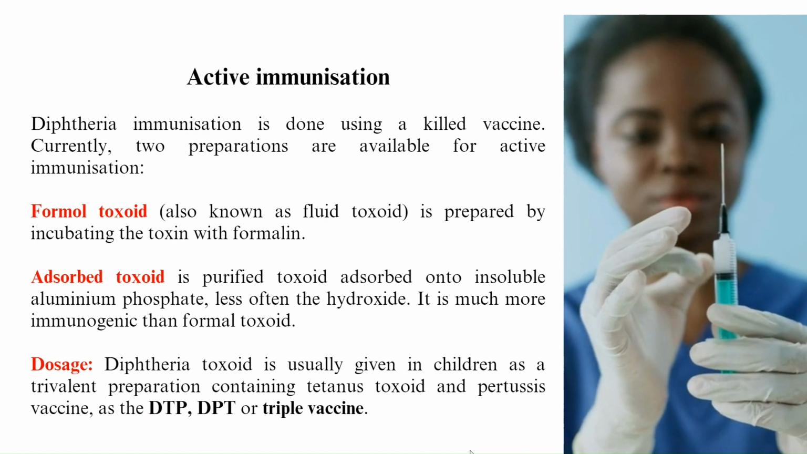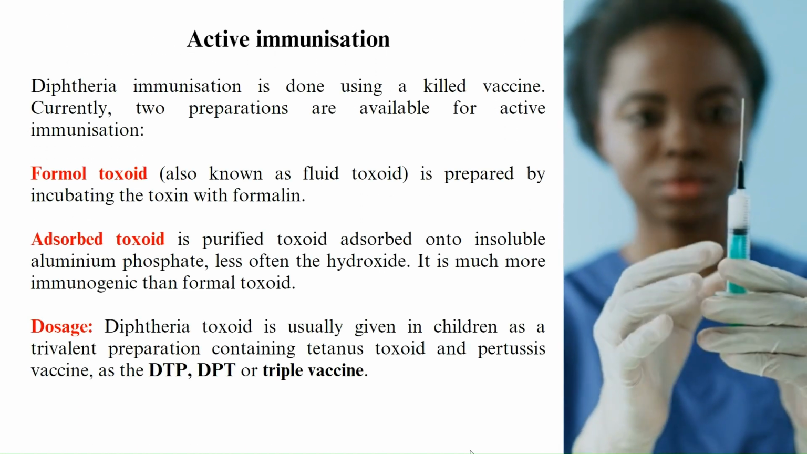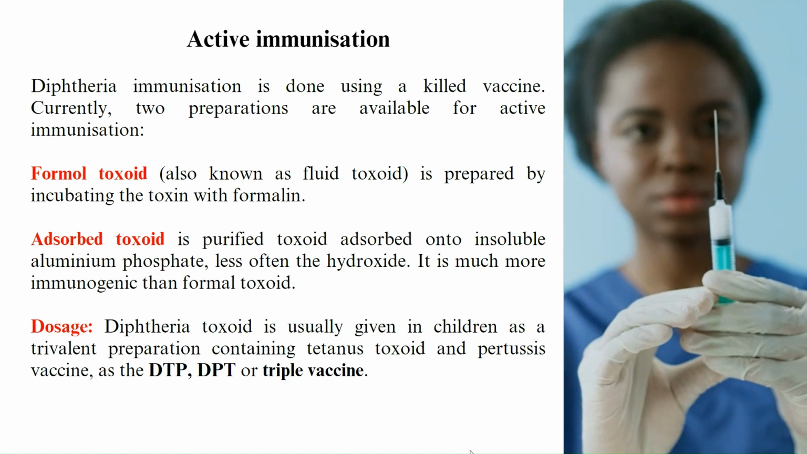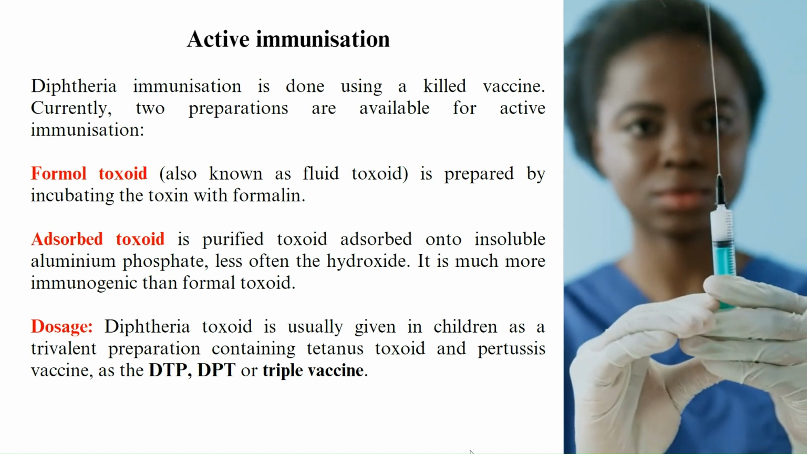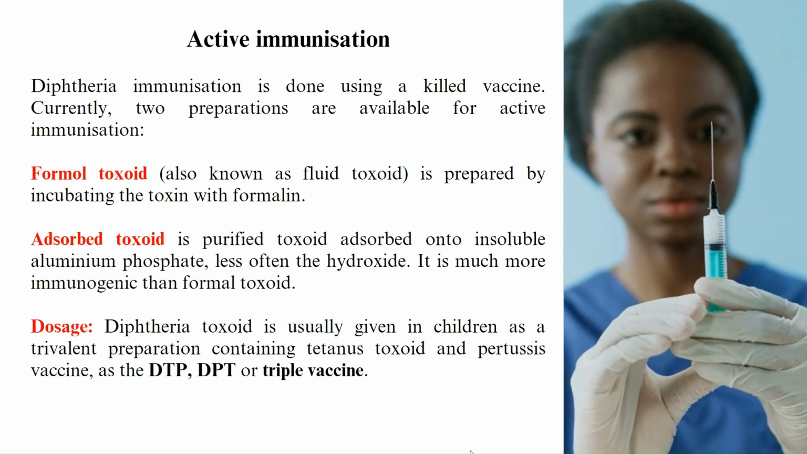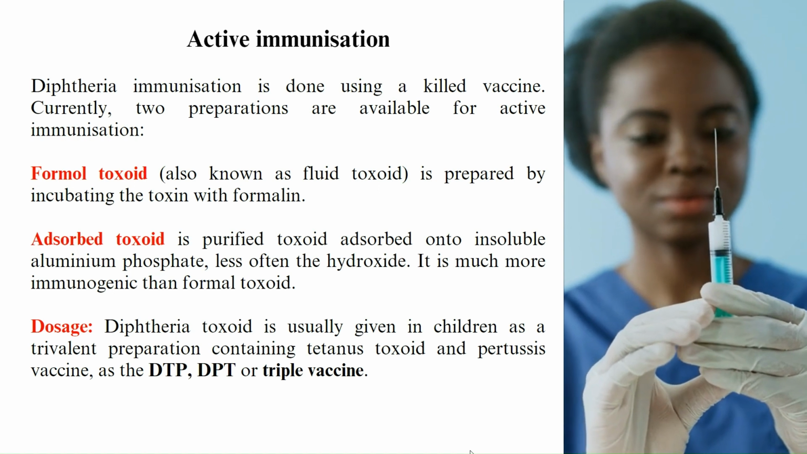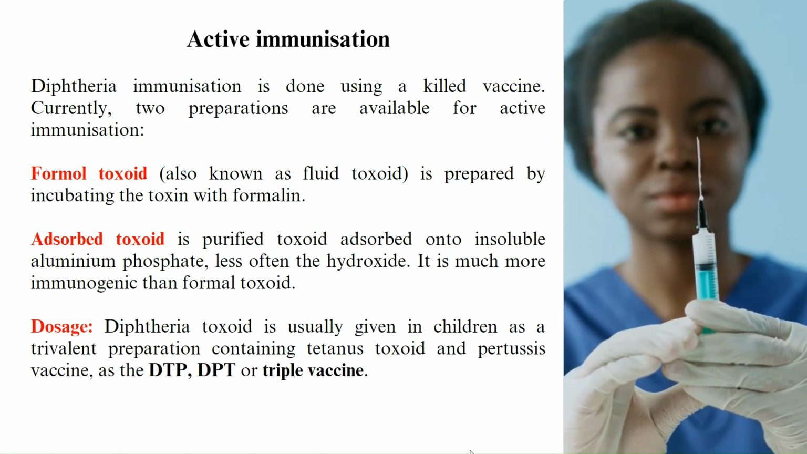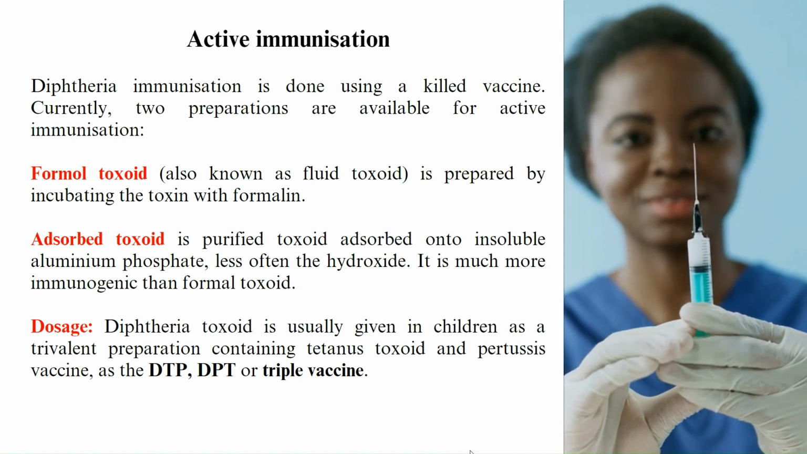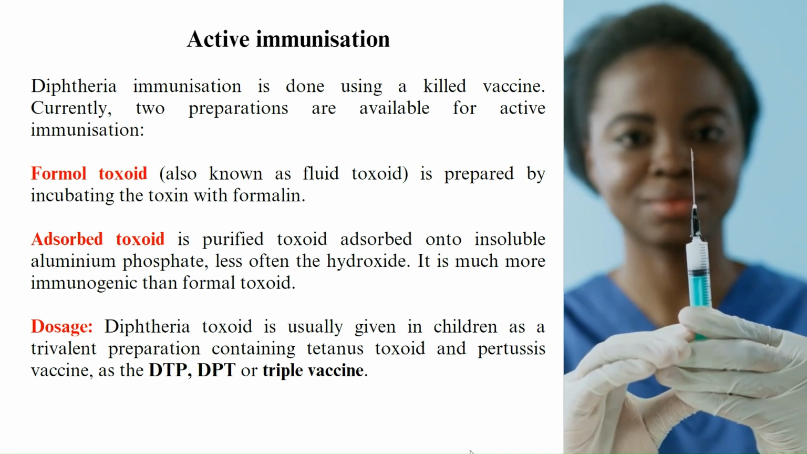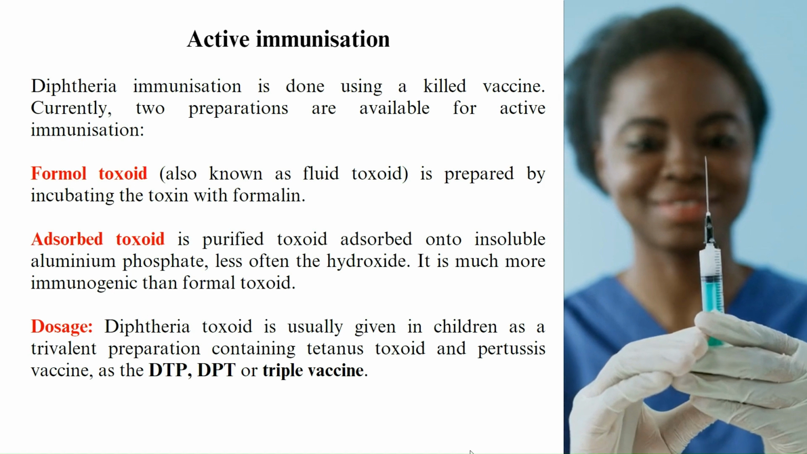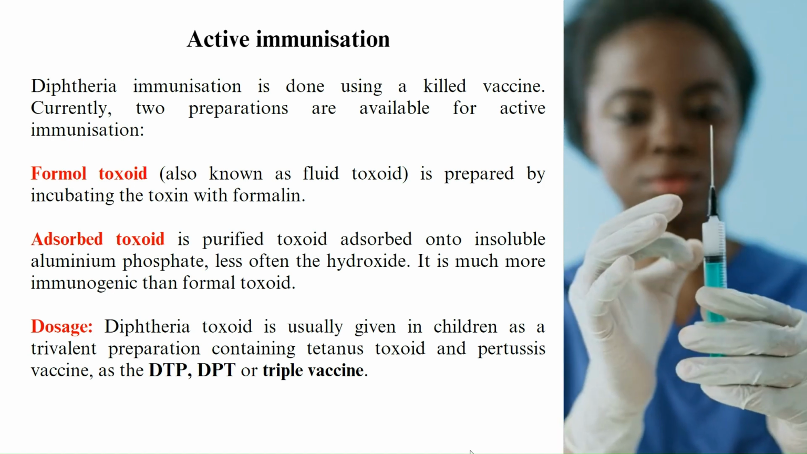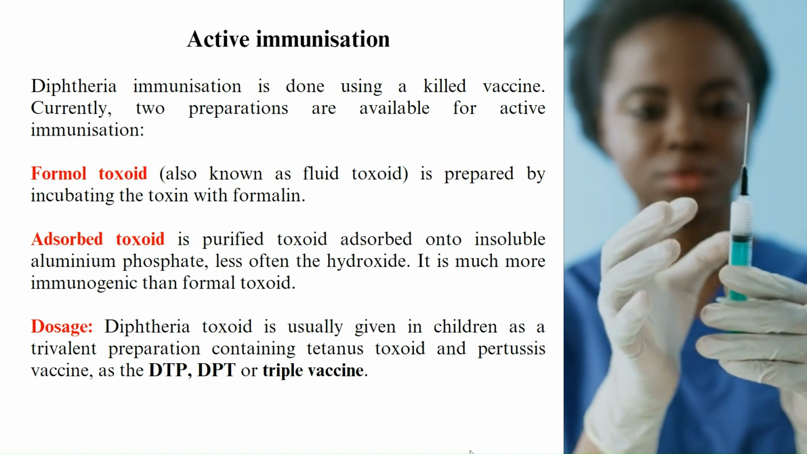Active immunization. Diphtheria immunization is done using a toxoid vaccine. Currently, 2 preparations are available for active immunization. Formol toxoid, also known as fluid toxoid, is prepared by incubating the toxin with formalin. Adsorbed toxoid is purified toxoid adsorbed onto insoluble aluminium phosphate, less often the hydroxide. It is much more immunogenic than formol toxoid.